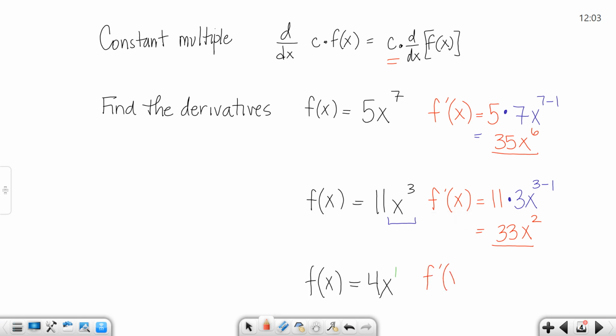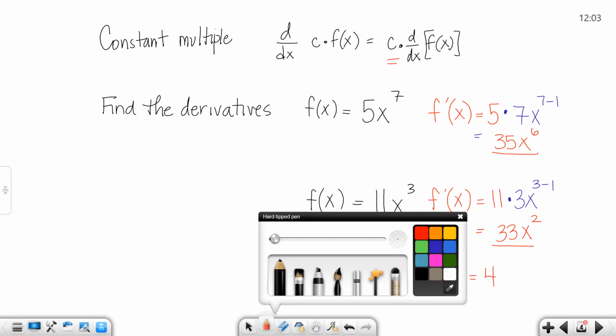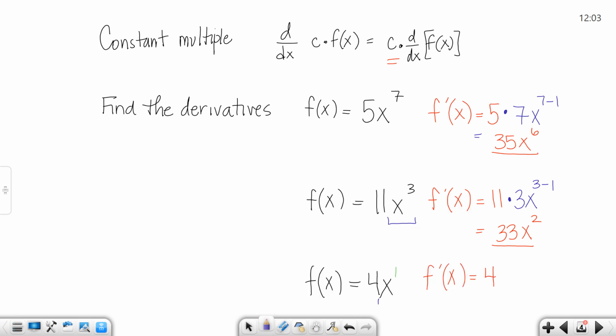When I take the derivative, I'm going to just keep that 4 all by itself. And then I'm going to take the derivative of the x to the 1 piece. So taking that derivative, I would bring the green 1 down, and I would decrease 1 by 1. So cleaning that up, I would get 4x to the 0. Well, remember x to the 0 is just 1, so this would be 4 times 1, which is just 4.